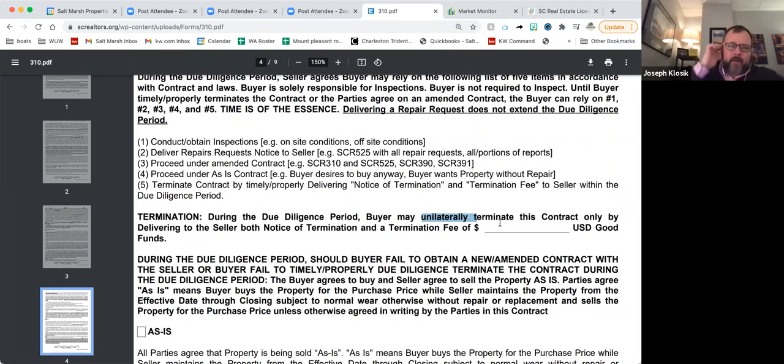Now this next part, and this is an important part, the last part of it says during the due diligence period, should the buyer fail to obtain a new amended contract or fail to timely, properly terminate the contract, the buyer agrees to buy and the seller agrees to sell the property as is. And then it describes "as is" again, which basically means the purchase price in the same condition that it was when you went under contract.